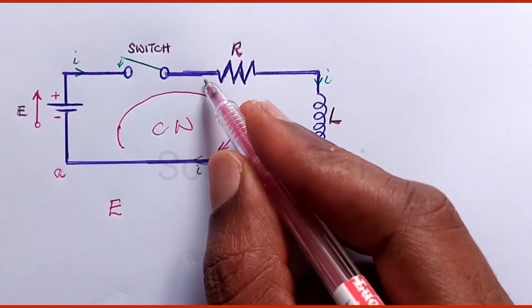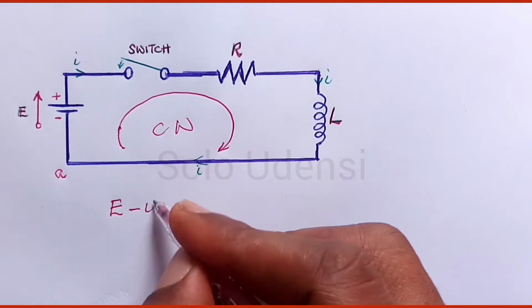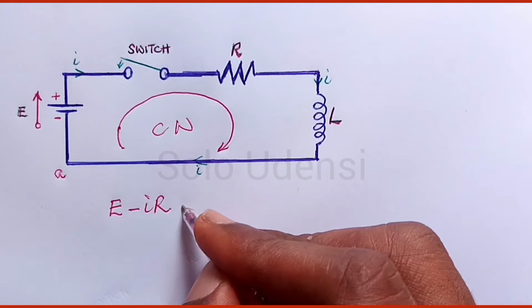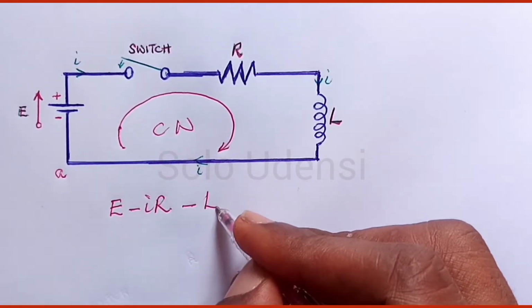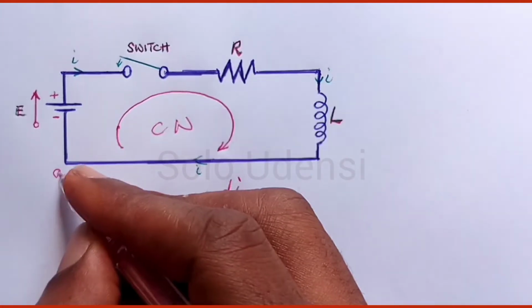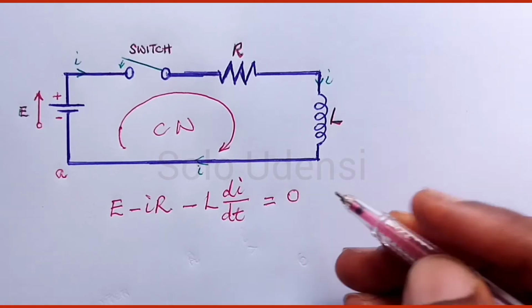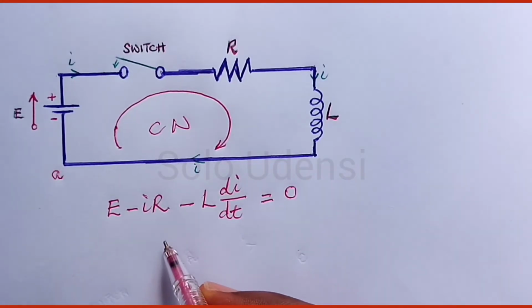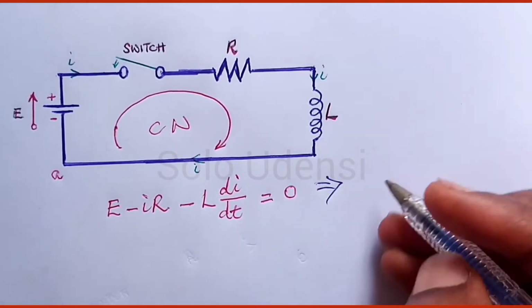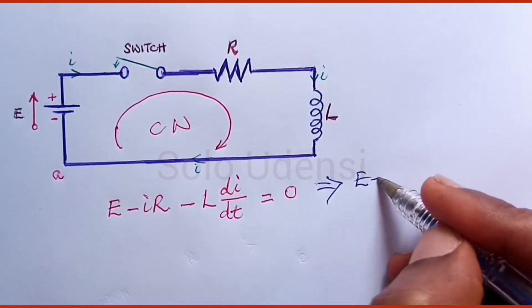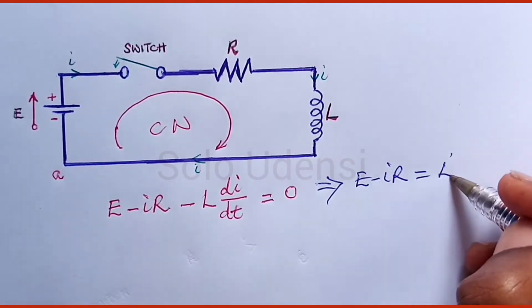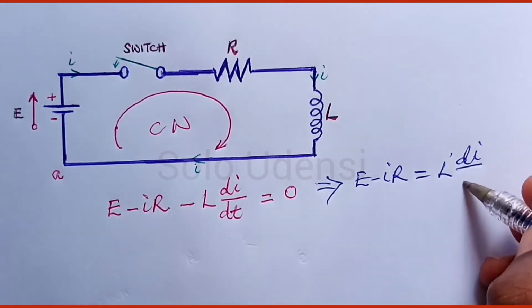The switch is closed. On crossing R, the potential drop is IR. On crossing L, the potential drop is L di over dt. You come back to where you started, it's equal to 0. We can, from here, see that E minus IR is equal to L di over dt.